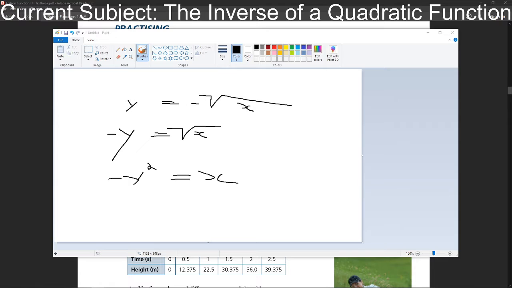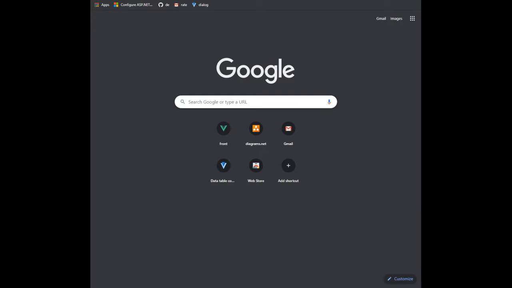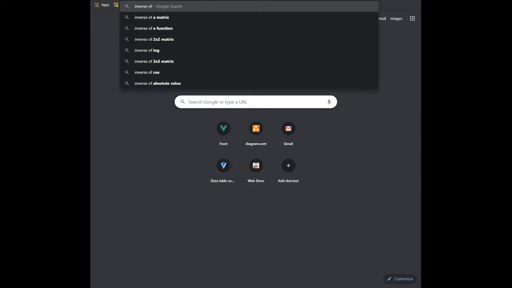Alright, let's see if we can Google this and see why I'm having such a hard time with this. Inverse of root x.